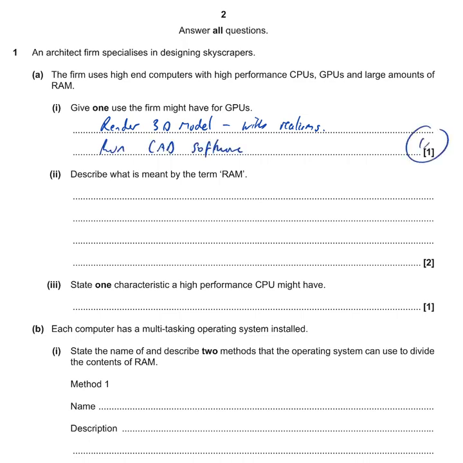Next, question 2 is describe what is meant by the term RAM. So this is always good to give a definition and then go a bit further. So you can say it's random access memory. You should know that from GCSE, that's 1 mark.